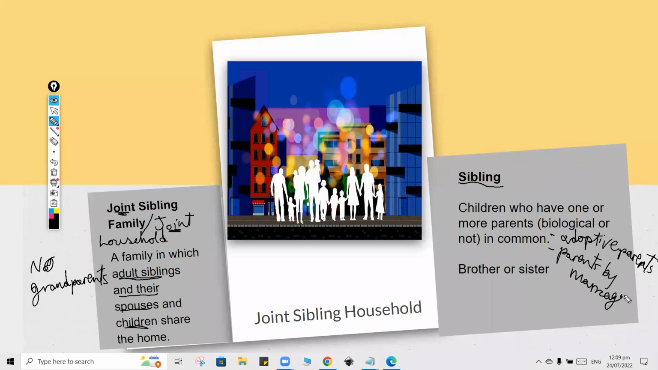All of that would make you a sibling. So if you are a child and you have one or more parents in common with another child due to biological relationships, or the fact that you were adopted, or the fact that your parents got married, then you are siblings. And you will all be familiar with the term step sibling, which is on the next slide. So I'll discuss that then.